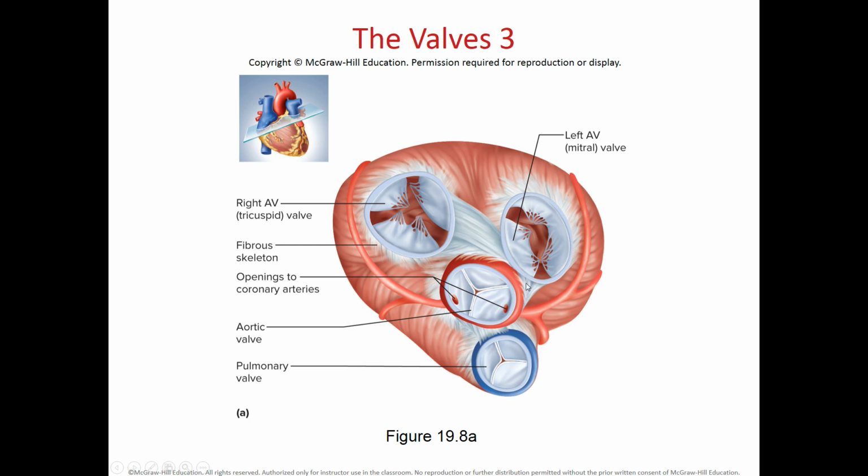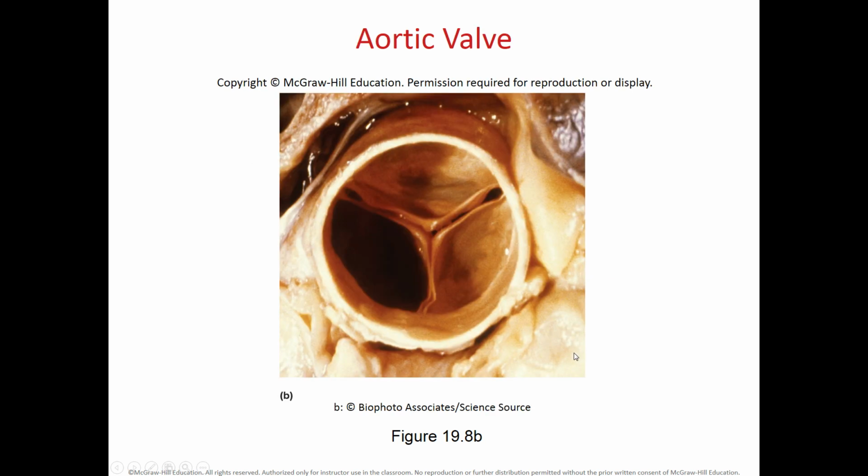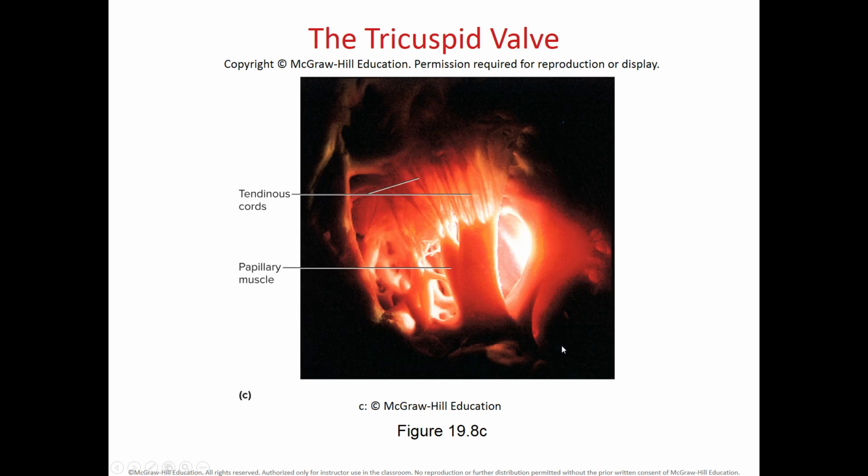This blood flow is very important so that you can keep the heart alive. And this is just a picture of a real aortic valve, so you can see it. This is the internal picture of the tricuspid valve at great magnification, so you can see the papillary muscle, the chordae tendineae, and the leaflets in here.